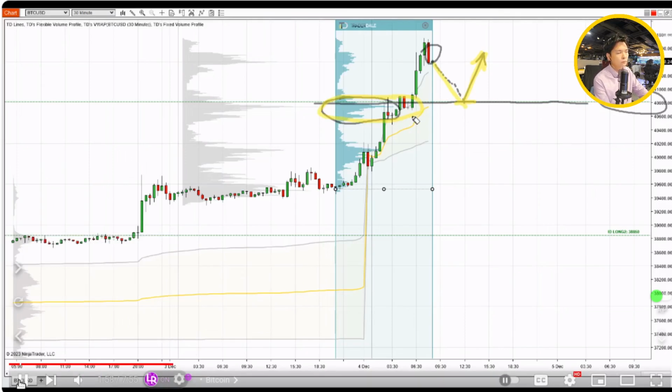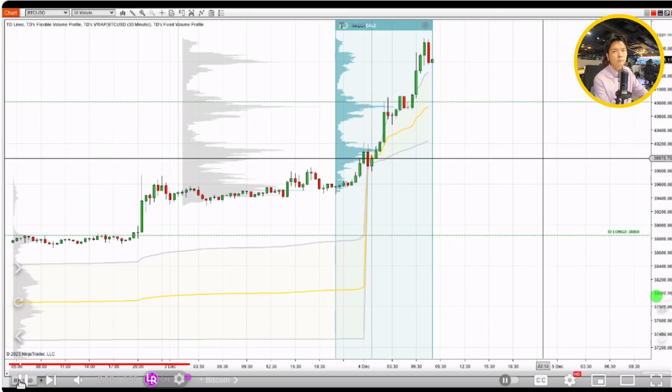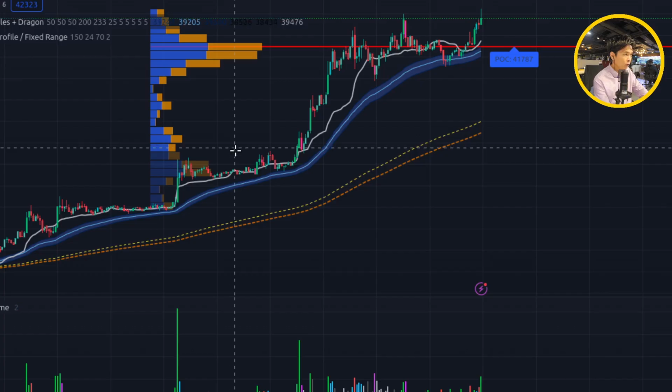Just be careful. Bitcoin could be pretty volatile, so make sure your stop loss is wide enough, that you are sticking to your money management, and that you manage your risk properly. So that's for Bitcoin. I'm going to show you guys what is going on right now with Bitcoin.